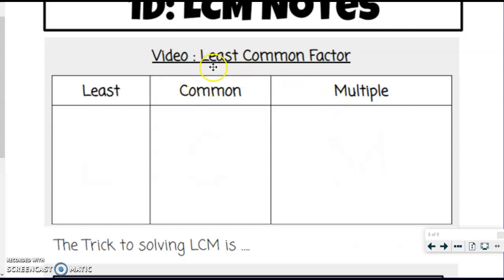And real quick, I had a little mistake that got typed in your packet. This should say least common multiple. I need to change that, so we just go ahead and cross that off. I'll fix that for another time.